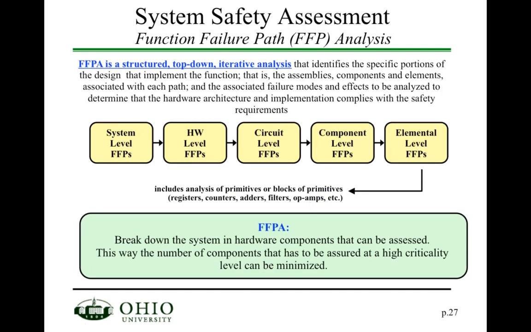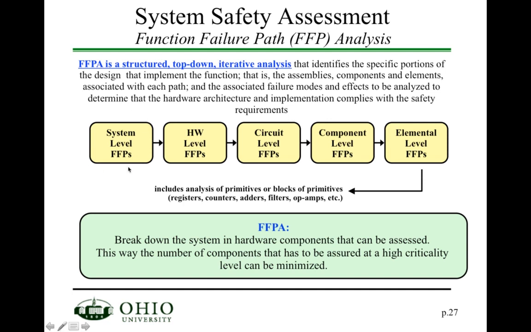What you're going to do is perform a structured top-down and iterative analysis to identify particular paths in which failures do occur, and you're going to check for these paths if the end result is a failure that leads to a catastrophic function problem, etc. So the same stuff that we did for safety assessment earlier on, but in this case you're going to focus on a functional failure path, and you're going to do this top down.